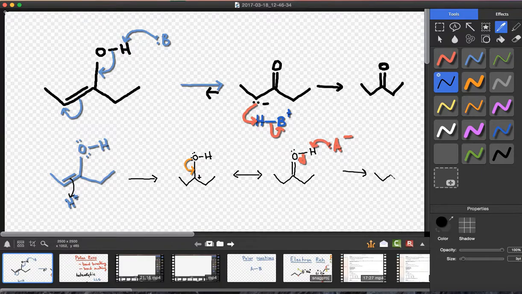Now, the product is exactly the same. So the question is, what occurs first? Reaction with an acid, reaction with a base. If it's reaction with an acid, this is the acid catalyzed route, the one on the bottom. If it reacts with the base, it's a base catalyzed route, as exemplified by the reaction scheme on the top.